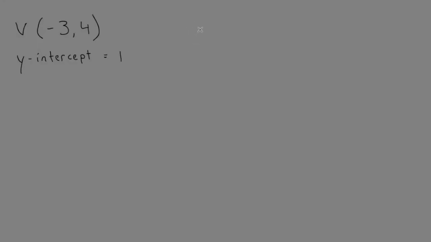To determine the equation of this parabola, we need to plug the given values into the general equation, where A is the vertical stretch or compression, H is the translation or shift left or right, and K is the translation or shift up and down. What values do we have so far? We actually have all but one. We have everything except for the A value.